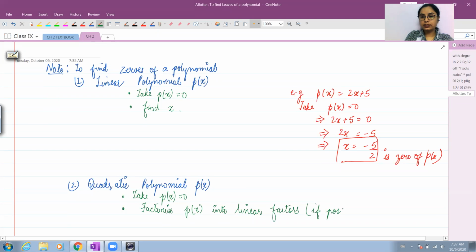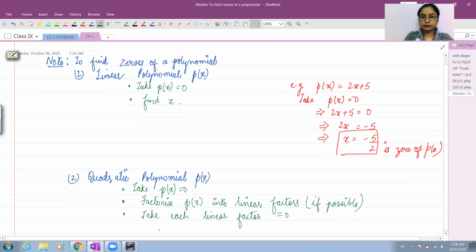It's not always necessary that every quadratic polynomial can be factorized into linear factors. Sometimes it might not be converted into linear factors. So if possible, then convert. And in the case where it's not possible, we have a different method, that's trial and error. But mostly, whenever you are given a question where you have to find the zeros of a quadratic polynomial, it usually is factorizable into linear polynomials. And then afterwards, you want to take each linear factor equals to 0, and from there, find x.